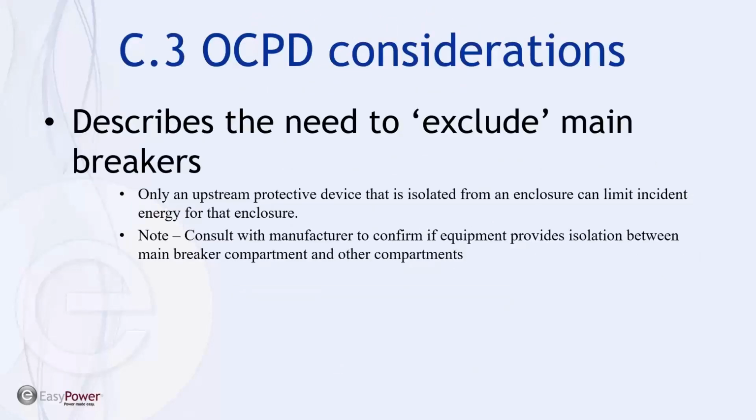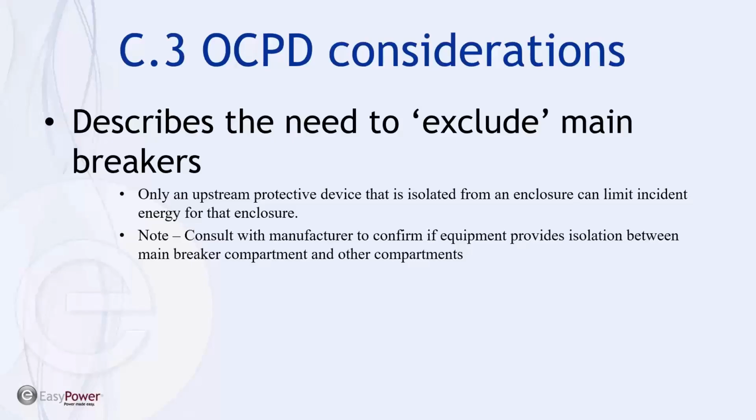Clause 3 under the Annex C specifically describes overcurrent protection device considerations and describes the need to exclude main breakers. I think this has been left intact from the original discussion, because it is an area where people have misunderstood, I think, the reason for the exclusion. And it describes that only an upstream protective device that is isolated from an enclosure can limit incident energy for that enclosure. And it also adds a note, consult with the manufacturer to confirm if equipment provides isolation between the main breaker compartment and other compartments.